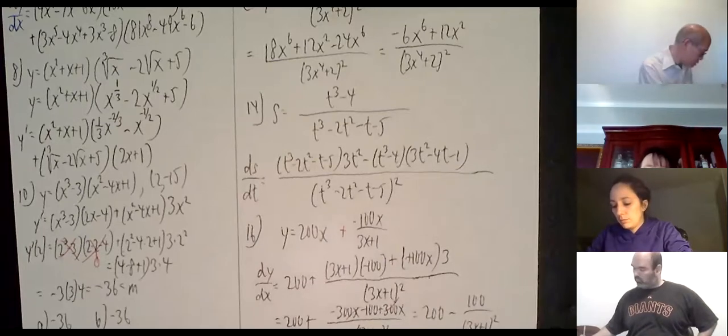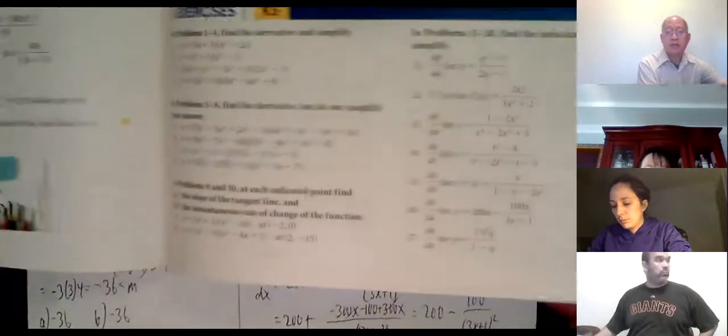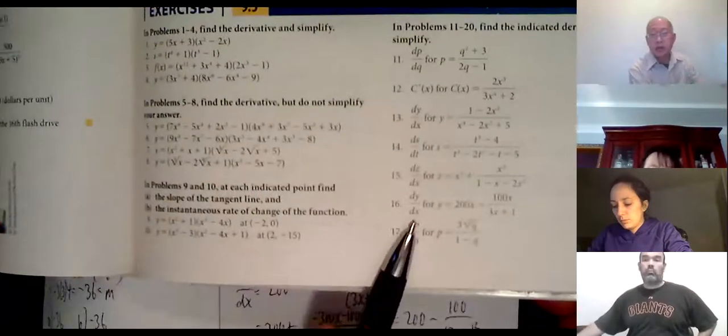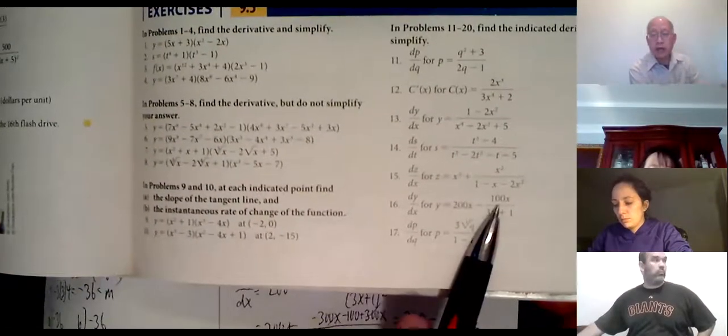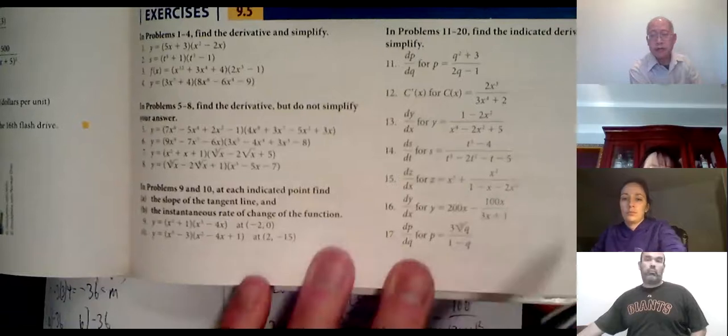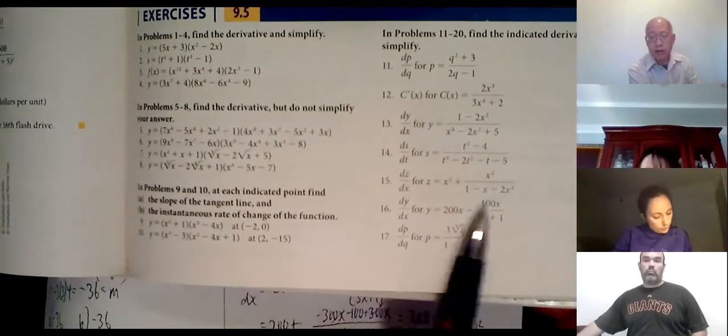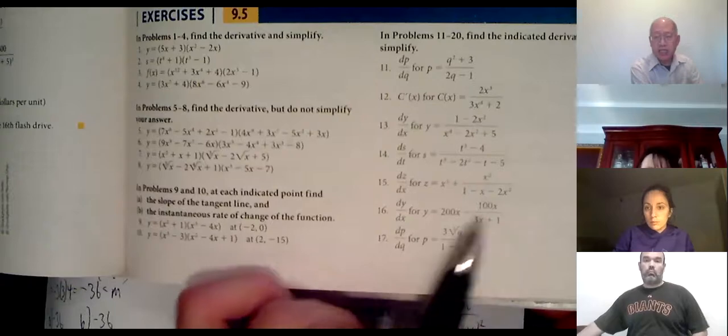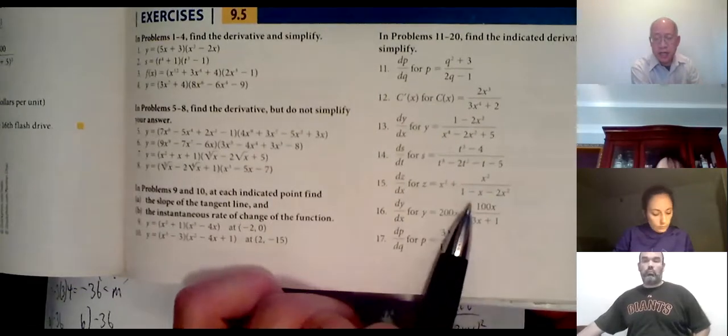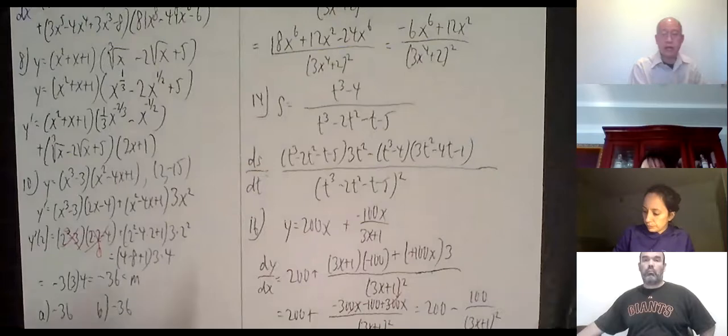Okay, 16. Changing the problem just a little bit. Y equals 200x minus 100x over 3x plus 1. Okay, this one's easy. The derivative of that is 200, right? So how do I do this? I'm going to change it so that there's a plus, and I apply the negative to the top, let's say. So let me show you how I did that.